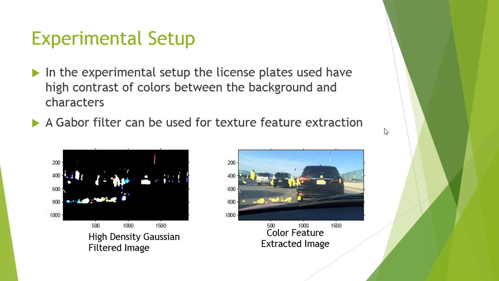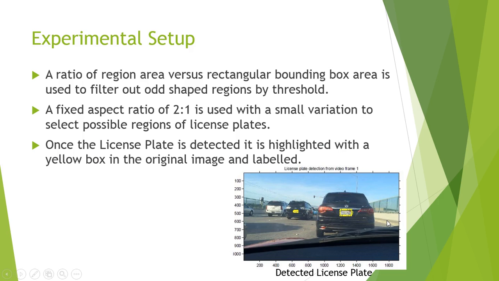In the experimental setup, the license plate used has a high contrast of colors between the background and the characters. So a Gabor filter is used for texture feature extraction. Here we can see the high density Gaussian filtered image, and here we can see the feature extraction image through the Gabor filter. The ratio of region area versus rectangular bounding box area is used to filter out arc shaped regions by threshold. A fixed aspect ratio of 2:1 with a small variation is used to select possible regions of the license plate.